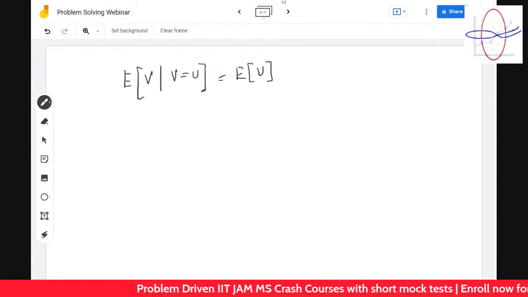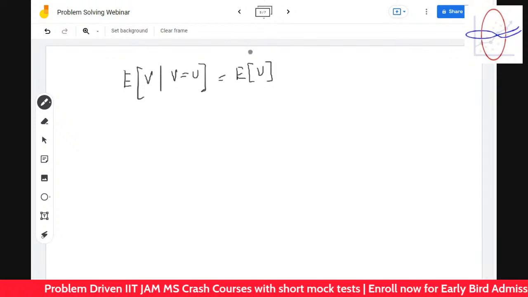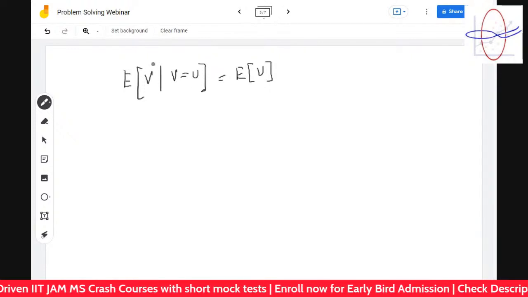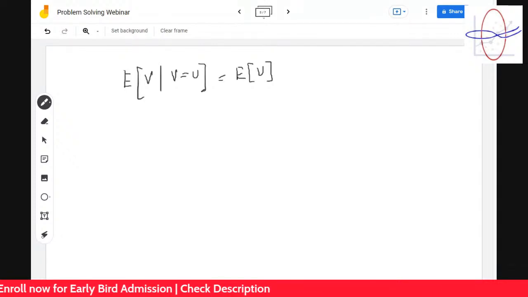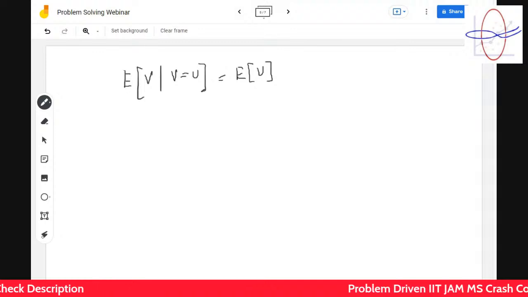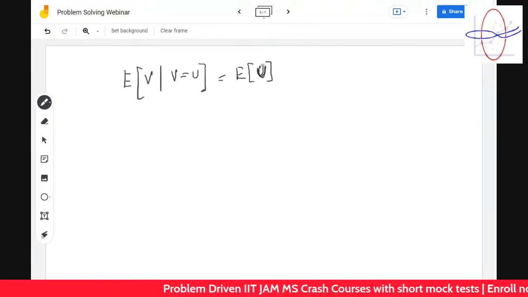This is something really important. So it's known that asking the expectation of V given V is equal to U is the same as telling that we know that V is equal to U. So, therefore, the expectation of V given the information that V is equal to U is what? Expectation of U. Just normal logical way.